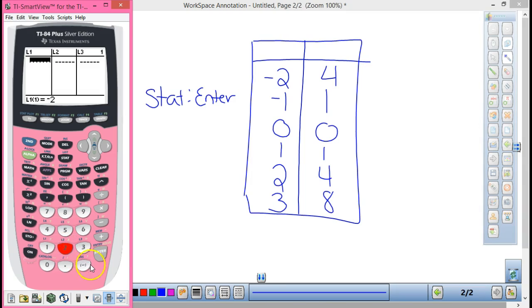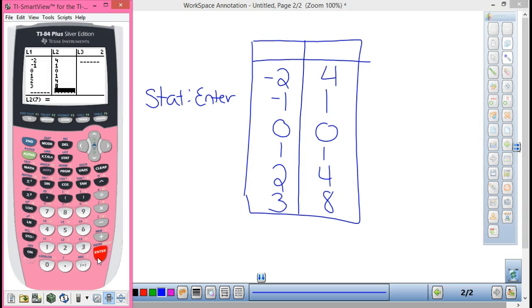-2, -1, 0, 1, 2, 3. And go over: 4, 1, 0, 1, 4, 8.